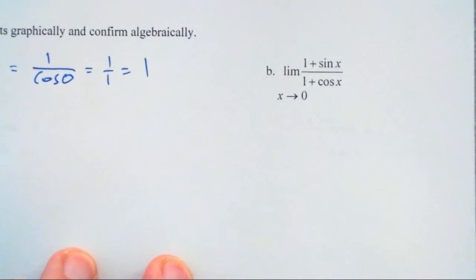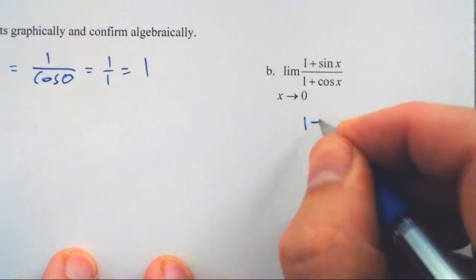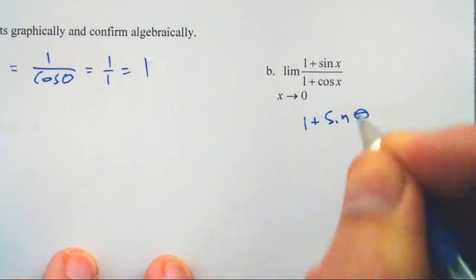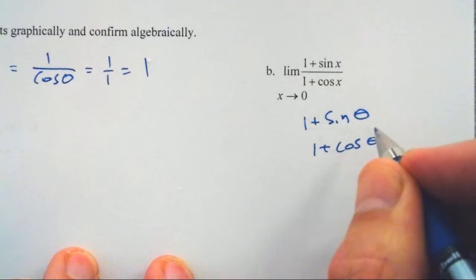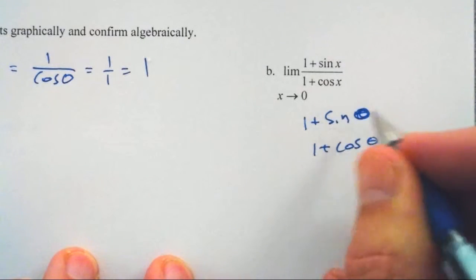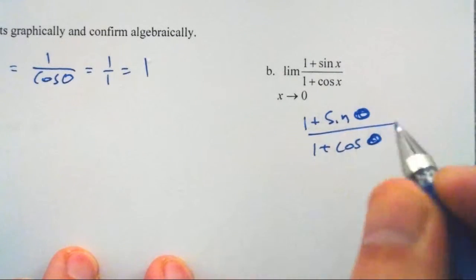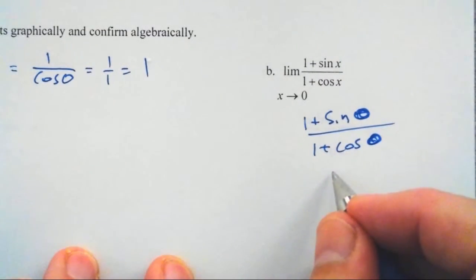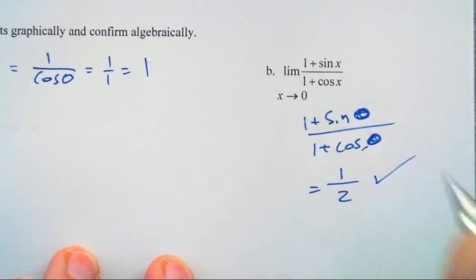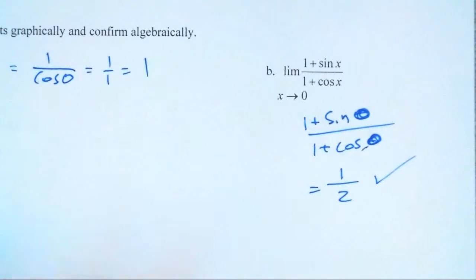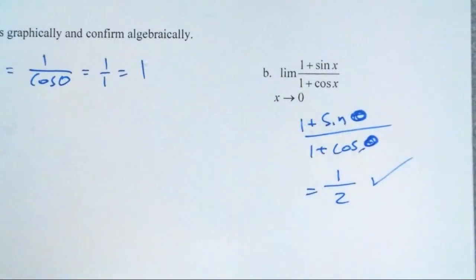I expect somewhere down the line 0 on 0, but I get 1 plus sine of 0 on 1 plus cosine of 0. 0, not theta. 0, sorry. Habits. Sine of 0 is 0. 1 plus 0. Cosine of 0 is 1. 1/2. That's it. Done. Kind of uninteresting.